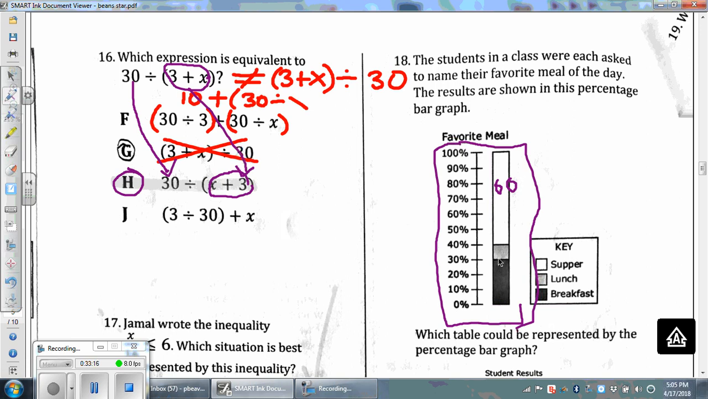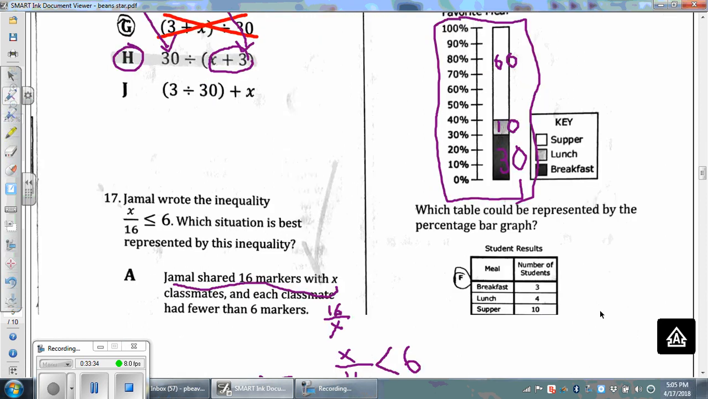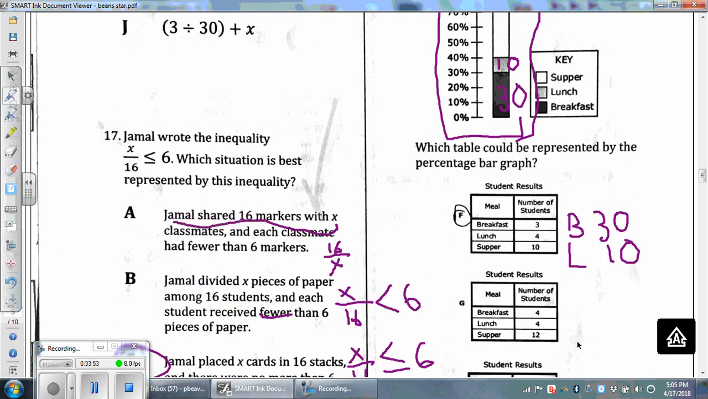For lunch, we have from 30 to 40. So that's a total of 10%. And for breakfast, we have from 0 to 30%. So that's definitely 30%. So here, which table could be represented by the percentage bar graph? So let's see, the numbers that we have are for breakfast, we get 30. For lunch, we got 10. And so I'm just putting them in the same order as the tables.